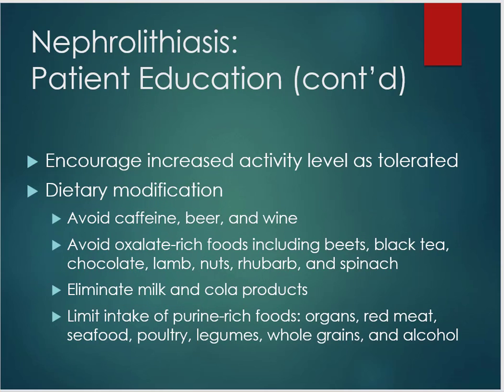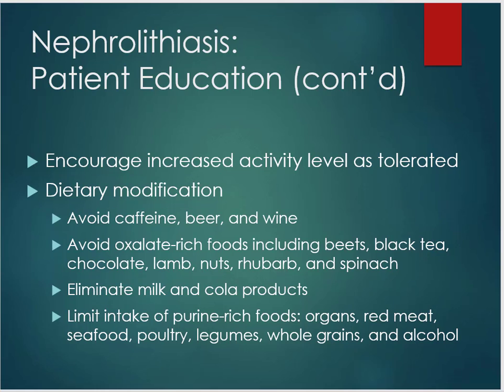Increasing activity as tolerated. Dietary modifications are important, and avoiding caffeine, beer, and wine, eliminating milk and cola products, and then limiting purine-rich foods, which we talked about.